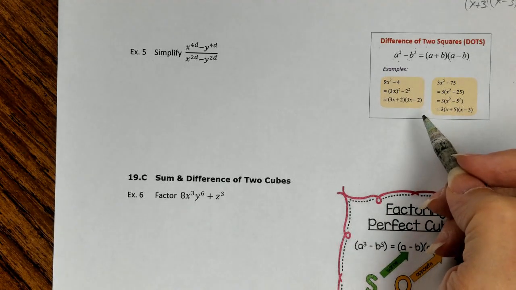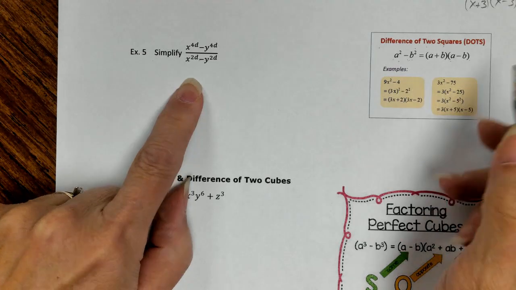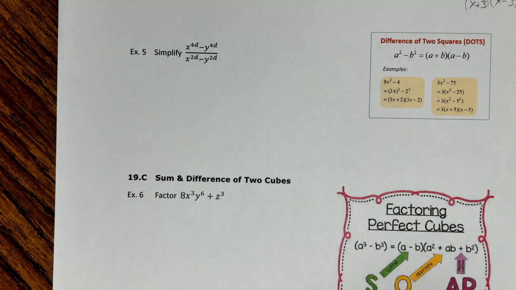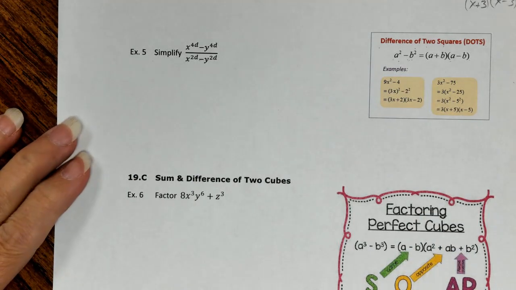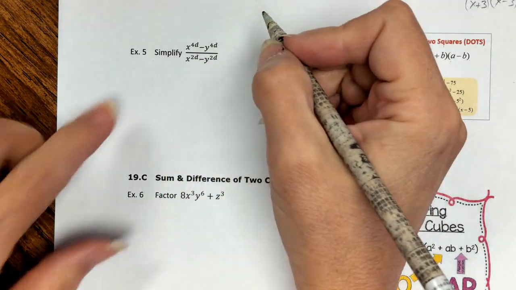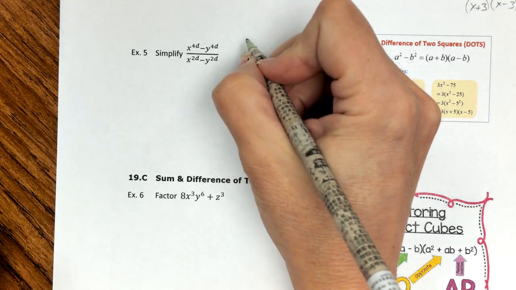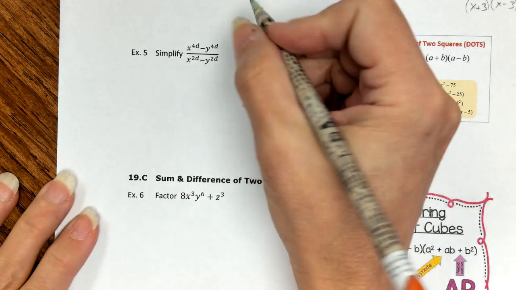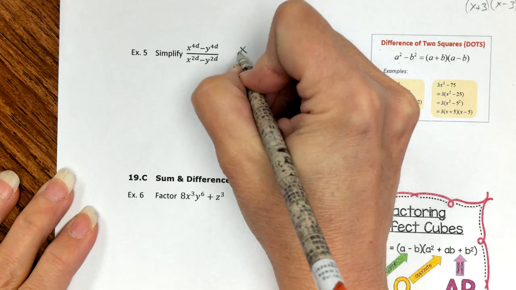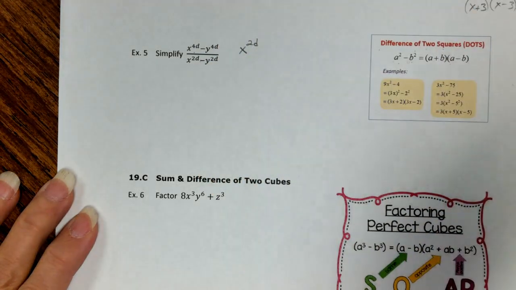And I mention that because I noticed some differences of two squares right here, which is why that box is so conveniently located to this example. Okay, so to factor the numerator, because there's no GCF, we always look for GCF first, but there isn't one. So the square root of that will be x to the 2d.